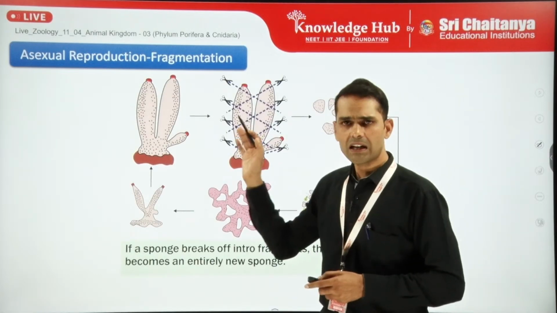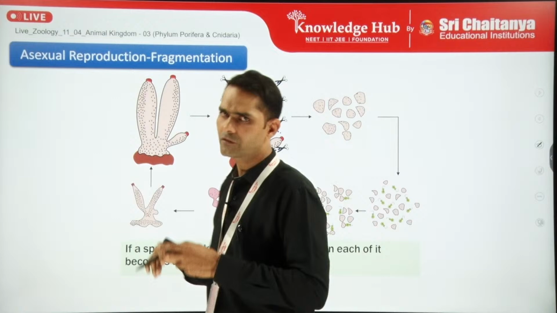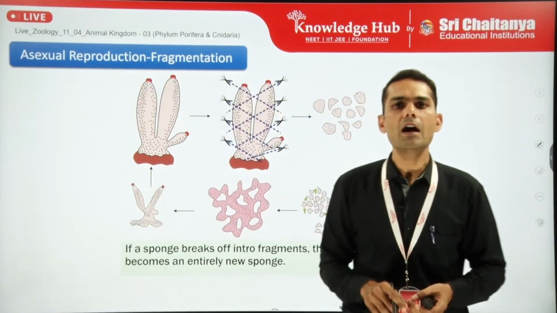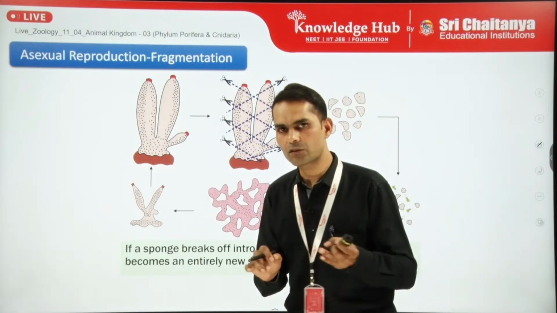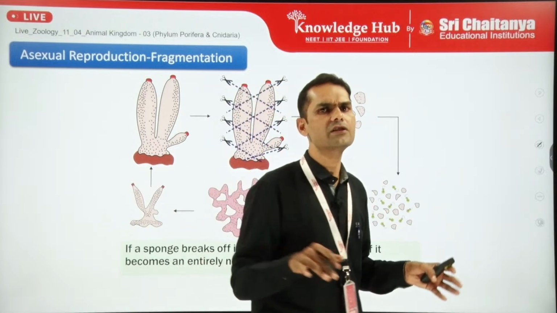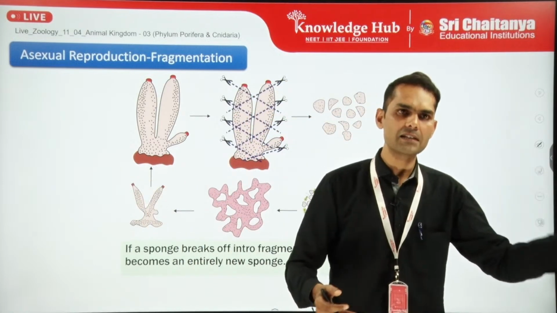Now, the asexual method involves multiple types. For example, fragmentation, which I have just explained to you. Apart from fragmentation, we have two other methods. The first is budding. Budding can be further distinguished into internal budding as well as external budding.